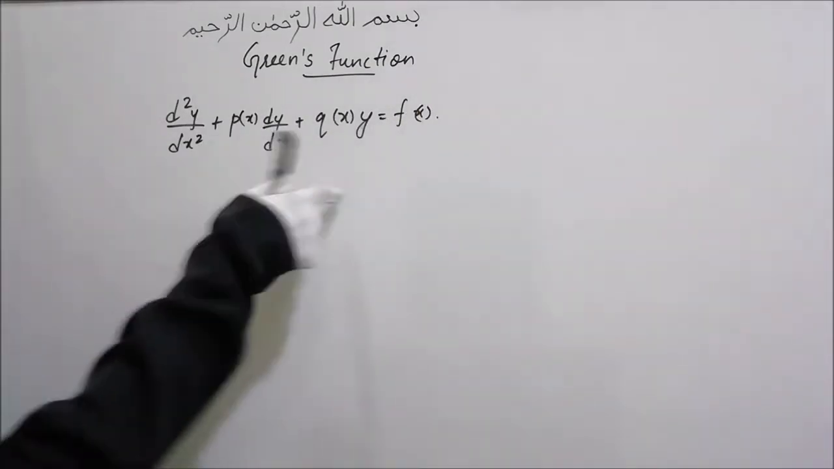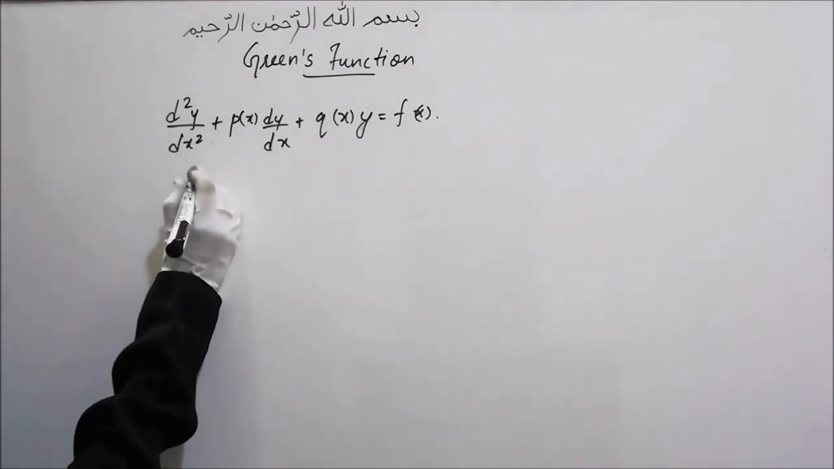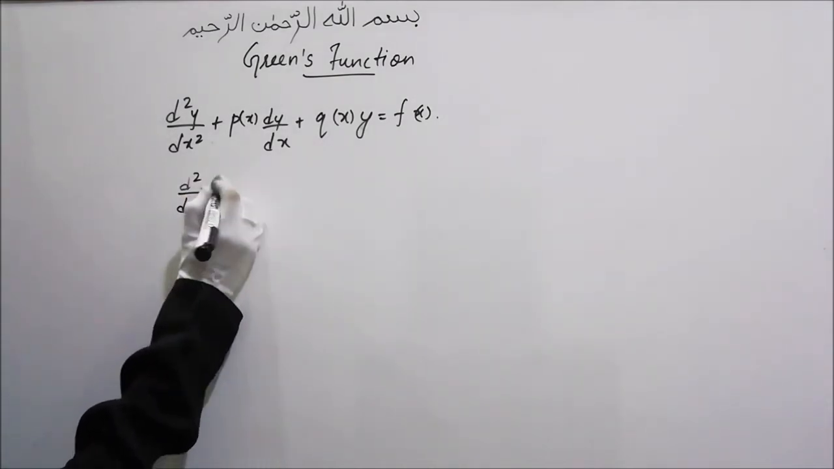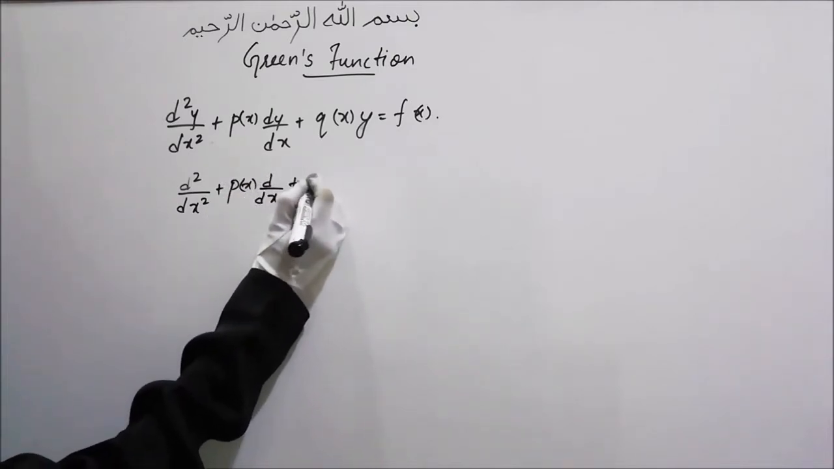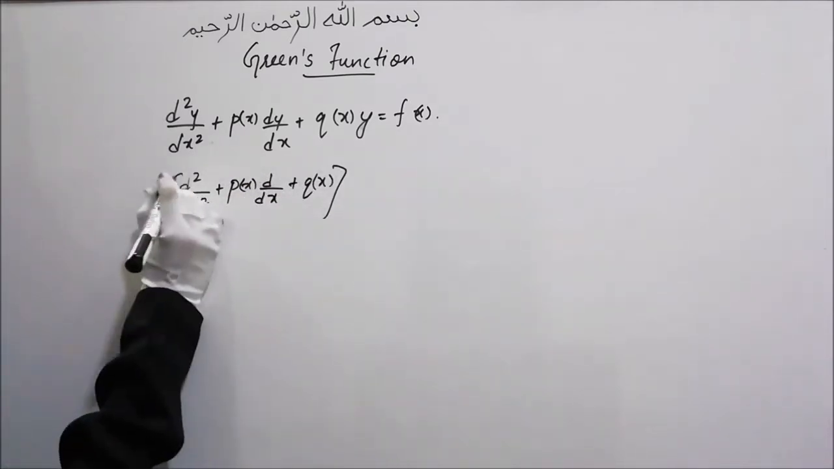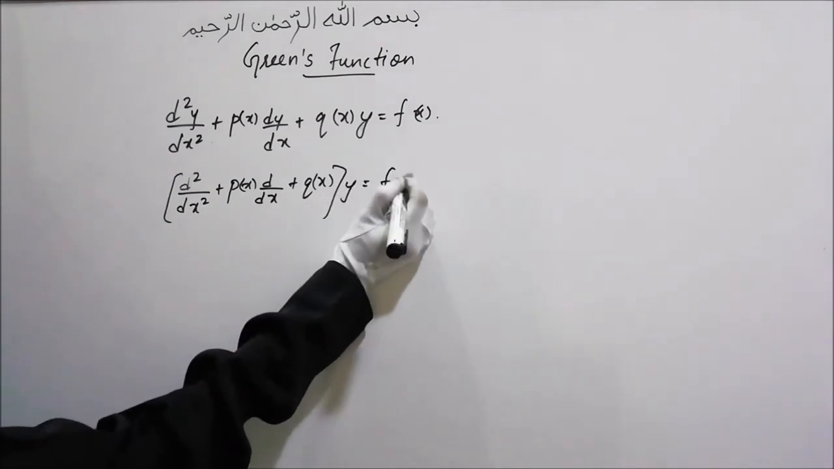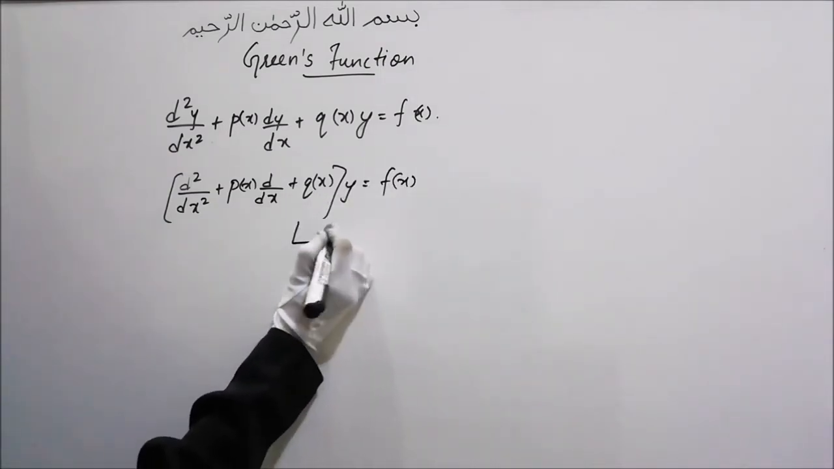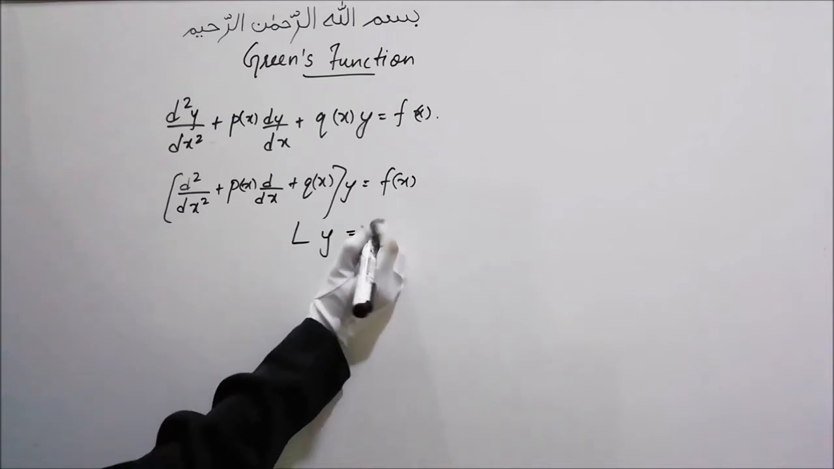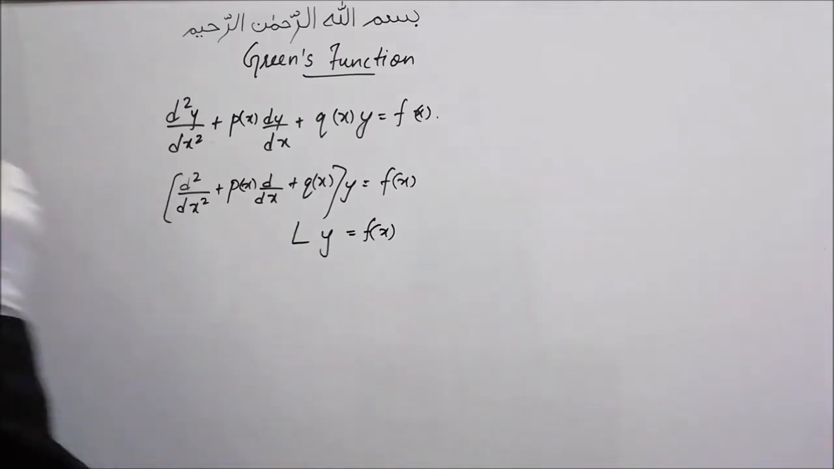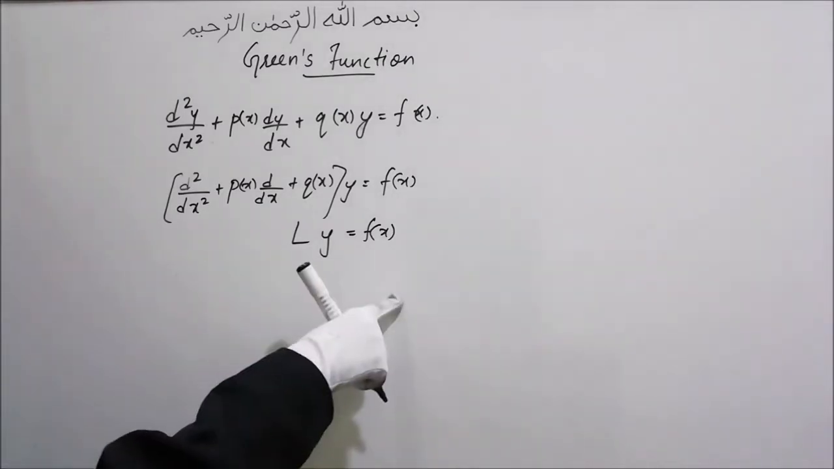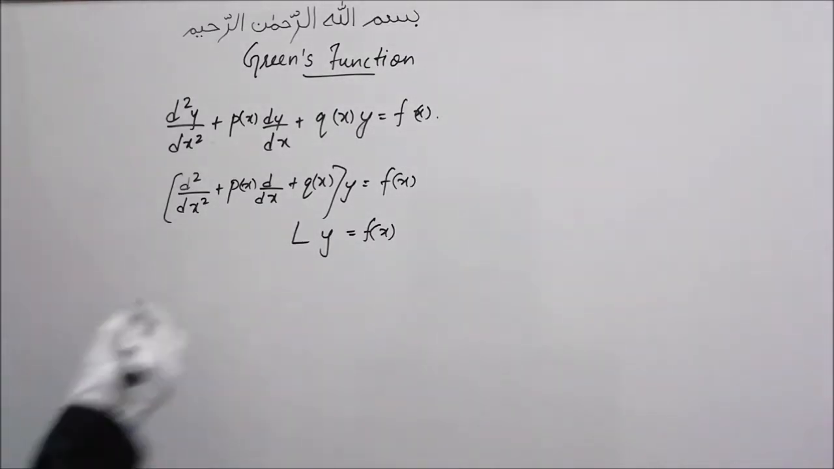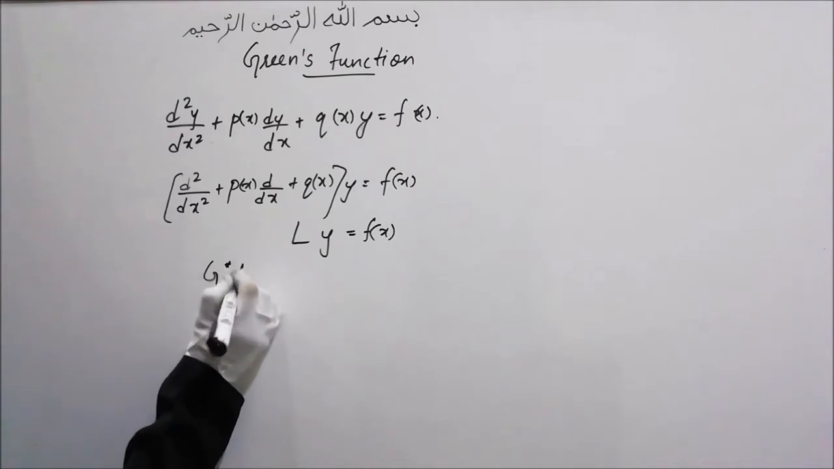Now we can write this equation in this form: d squared upon dx squared plus p of x d by dx plus q of x, operating on y, is equal to f of x. This is nothing but L operating on y equal to f of x. So the solution of this equation is the convolution of G and f.